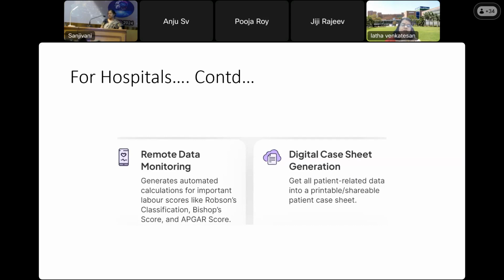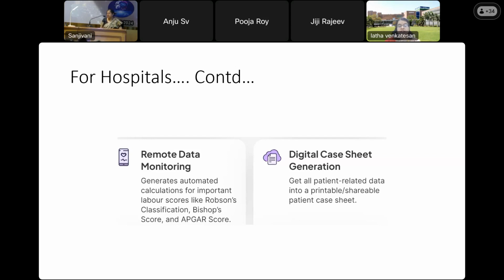And they also have automated calculations for labor scores. Like we use a lot of classifications, Robson's classification, Bishop score for induction of labor, Apgar score of the newborn. All these could also be digitally generated and used.